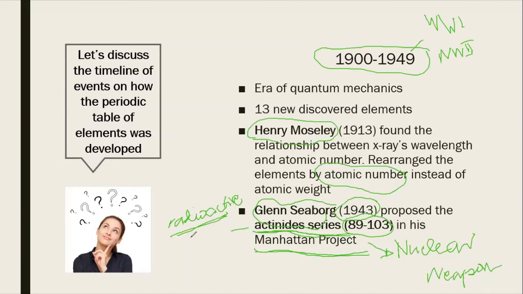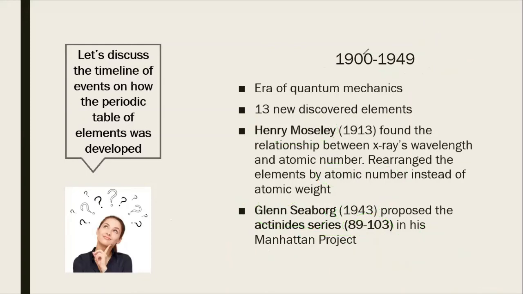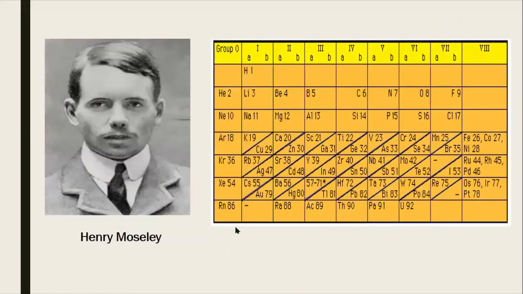Remember, Albert Einstein was a German national. So nagamit niya yung kanyang knowledge para makagawa ng nuclear weapon. Okay, so this is actually the era, yung 1900s to 1949. So dito ginamit yung mga elements na yun to make a nuclear weapon. Okay? So this is what I would like to show you.